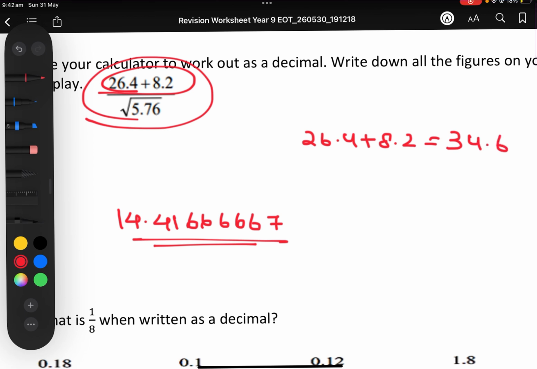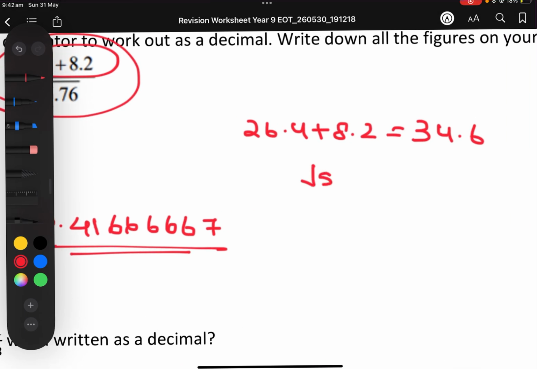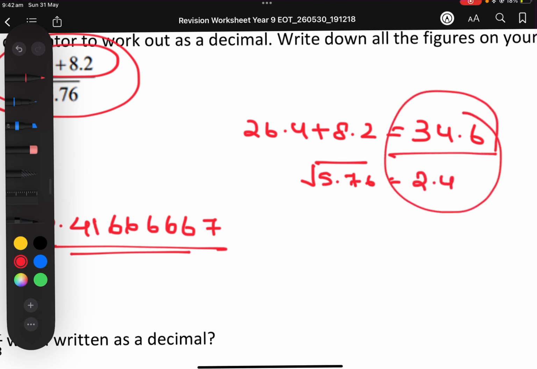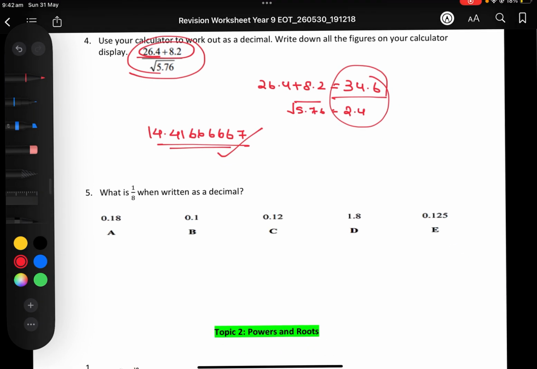Keep it like that only. Then do the root in your calculator. So root of 5.76 you do. What does it turn out to be? It turns out to be 2.4. Now you divide both of them. So 34.6 divided by 2.4. It turns out to be the same number again. So that's how you do it.